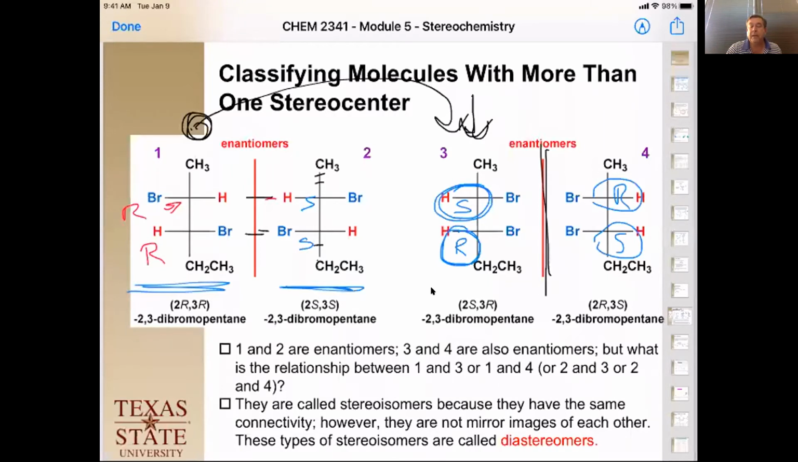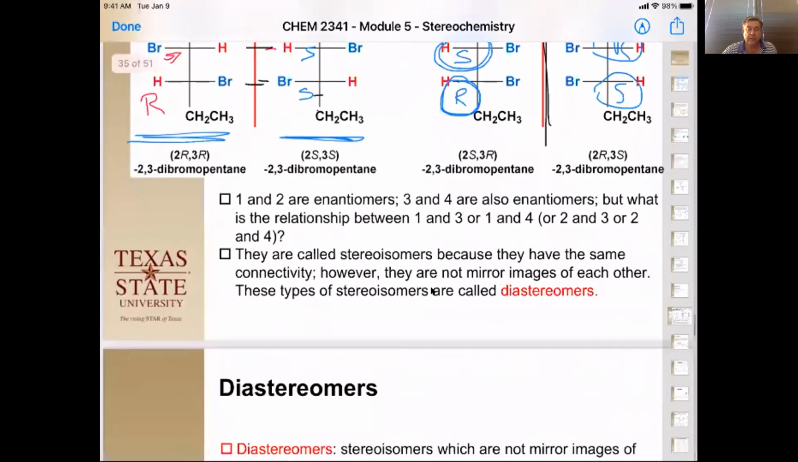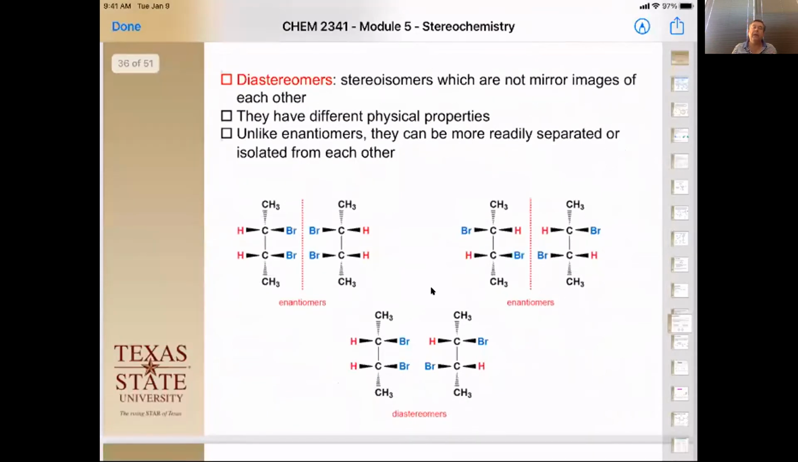But now we also have to pay attention to whether there is a mirror plane available to us in any of the mirror images. So let's do that again. The cool thing is that once you have 2 stereocenters, the pair of enantiomers are going to have the same physical properties. This pair of enantiomers are going to have the same physical properties, but the 2 sets of enantiomers can have different physical properties because they're no longer mirror images and superimposable. So we can actually have different melting points, different boiling points on these materials.